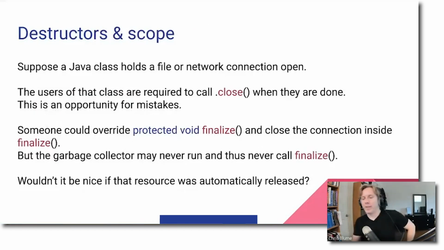Okay, destructors and scope. So let's say I have a class in Java that represents a file or a network connection or a database, something along those lines. It represents a resource. Java is a garbage collected language. So when I lose my final reference to this resource, I don't actually know if it's going to be cleaned up yet. The garbage collector might come 5 minutes from now. It might never come. We don't know that.